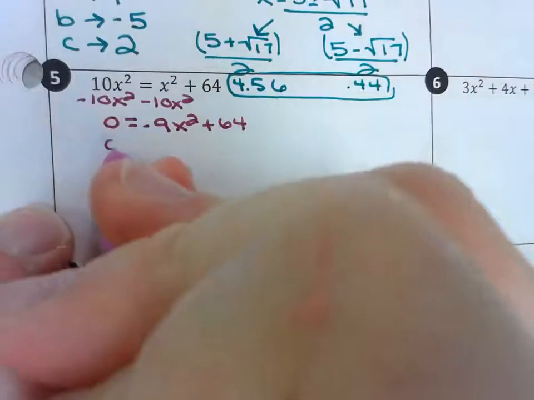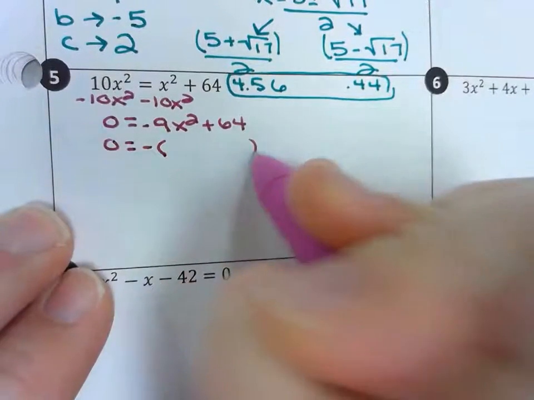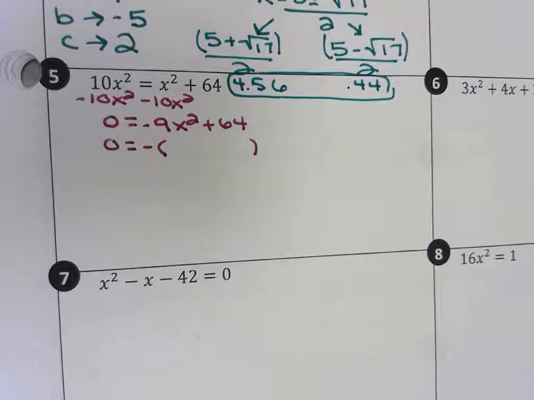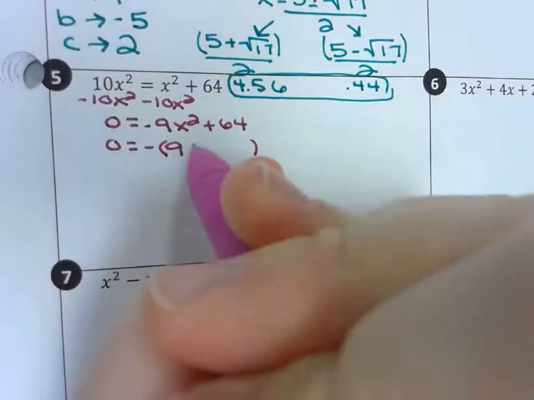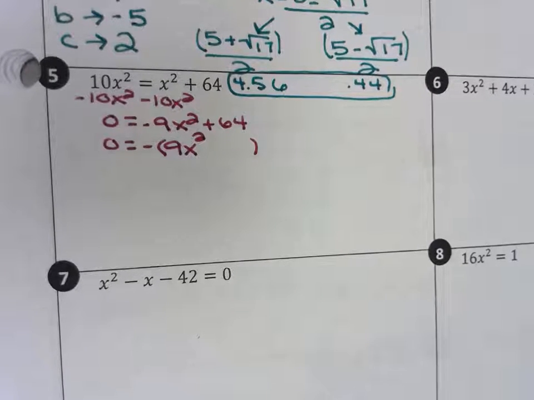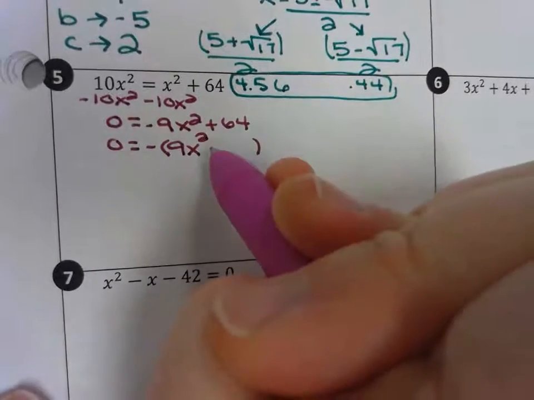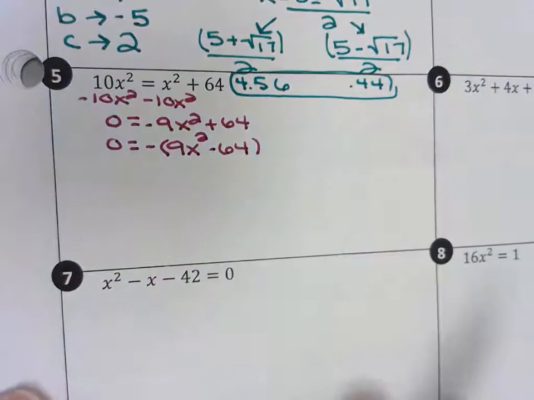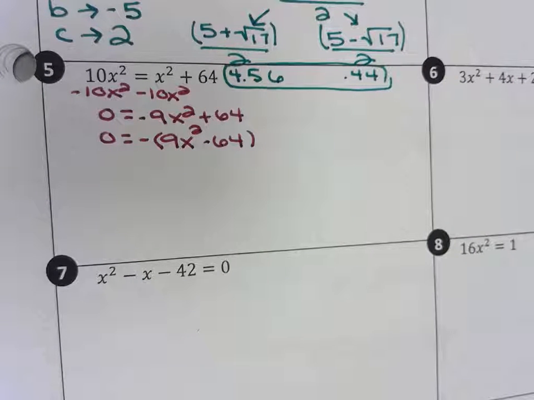So I'm going to factor out a -1. Now, if you would have moved everything to the left side, you wouldn't have to worry about this, but we will get the same answer. Because I want a difference, so I can do the difference of perfect squares. So negative times what gives me a negative 9x squared? Positive 9x squared. Negative times what gives me a positive 64? Negative 64. Good. So I took out the -1.